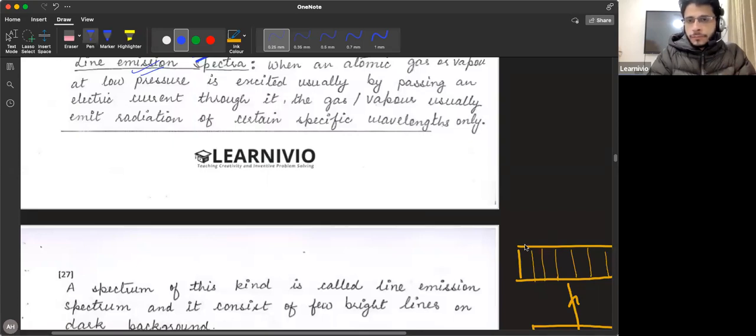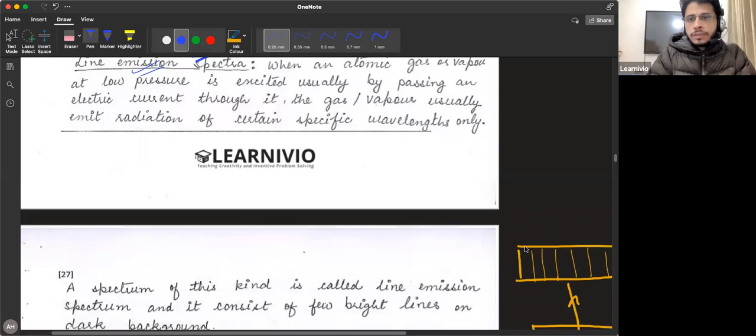The frequencies that are not absorbed. Not absorbed, or the frequencies that are emitted? I'm asking about the emission spectrum, not the absorption. In an emission spectrum, the gas emits some frequencies. So the colored lines represent those frequencies which are emitted by the gas.